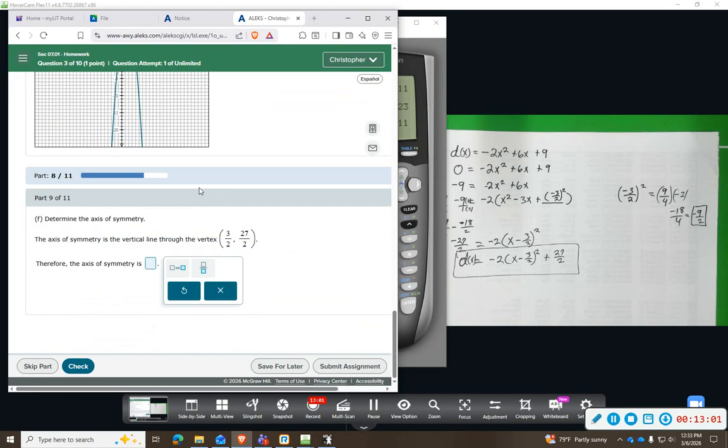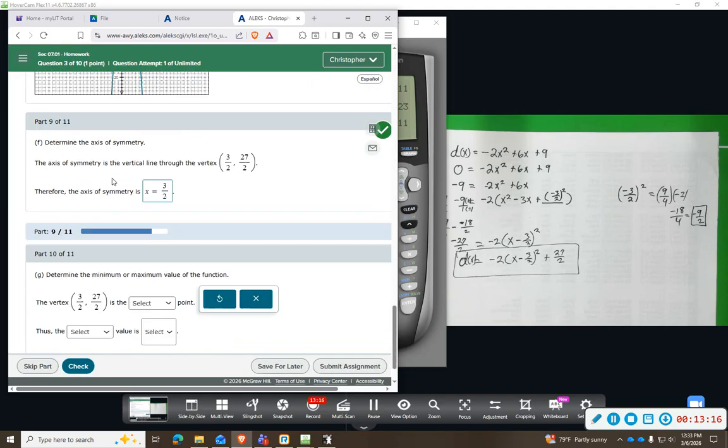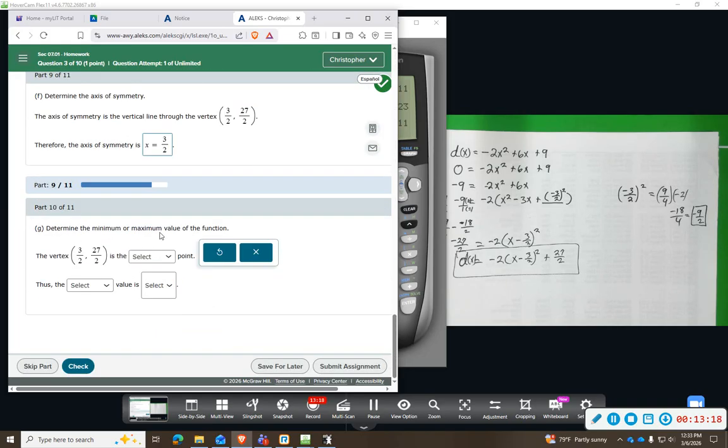So check. Now we want to identify the axis of symmetry. That's just the x-coordinate. So we'll say x equals 3 divided by 2. And next, we are going to determine minimum or maximum. Since it's opening downward, we have a maximum value. So we have a maximum point, a high point. The maximum is 27 over 2.